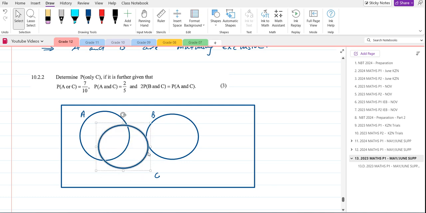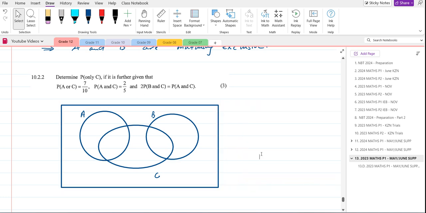Right, so I'm going to do this rather. I've got C there, because we know A and B are separate. Now, what they said, A or C is 7 out of 10. Now look at this. A and C is 2/5, so we can put 2/5 here. I'm transferring that information here. And what else do we have? We can find B and C, which is 2/5 divided by 2. So the probability of B and C is 2/5 divided by 2, which gives 1/5. B and C is 1/5 now.